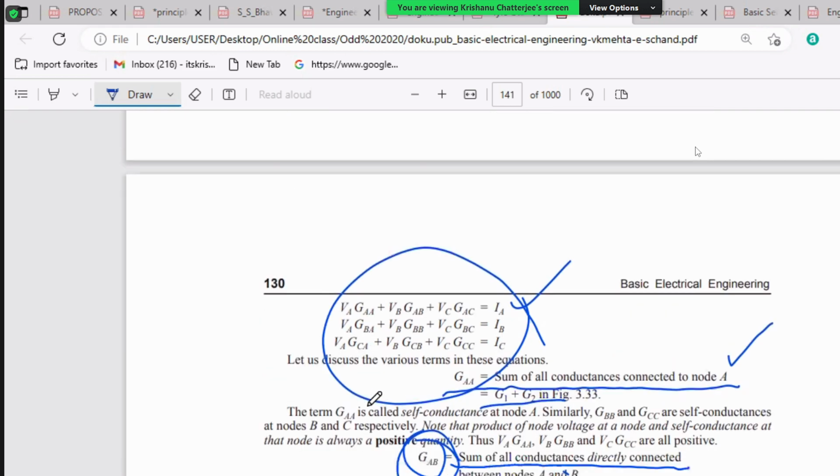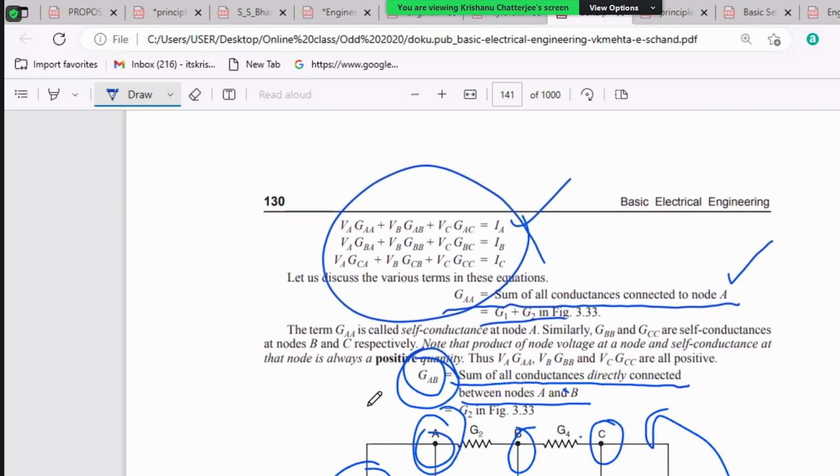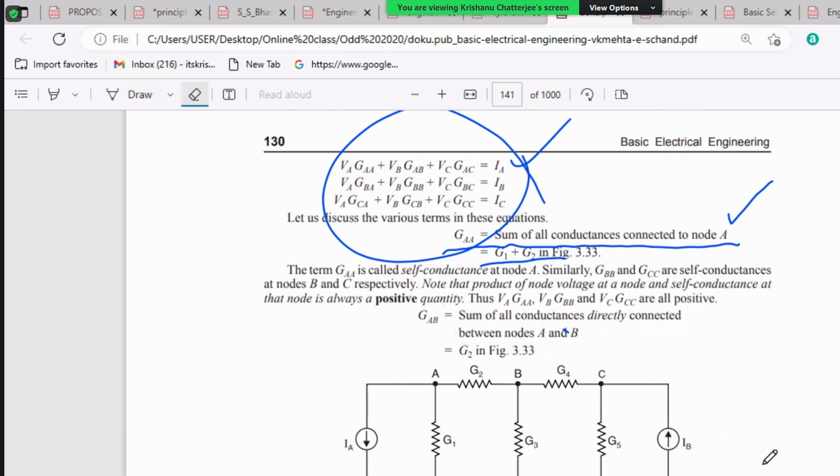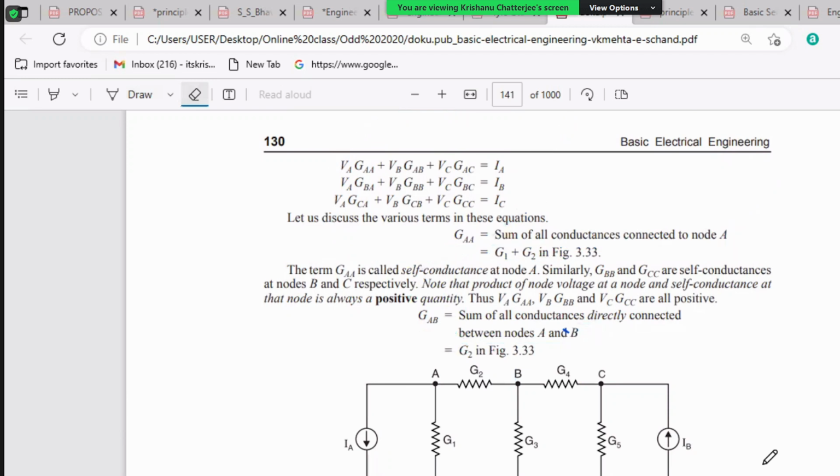For example, if you come to this circuit, let me rub it first. So at node A, what are the conductances connected to node A? G1 and G2? Tell me. G1 and G2, that means GAA is G1 plus G2. GAA will be G1 plus G2.